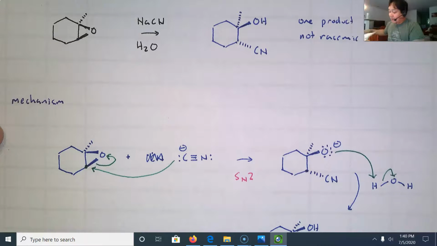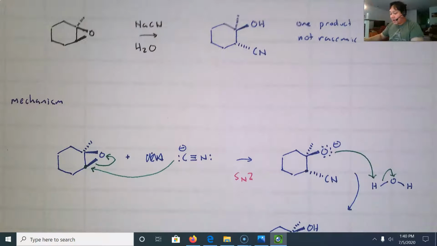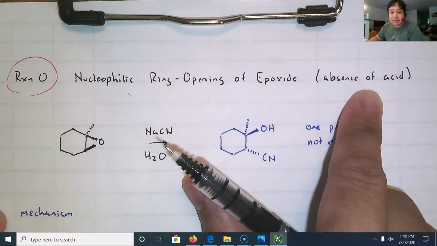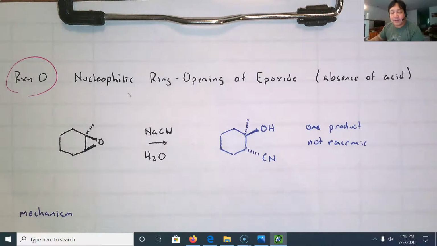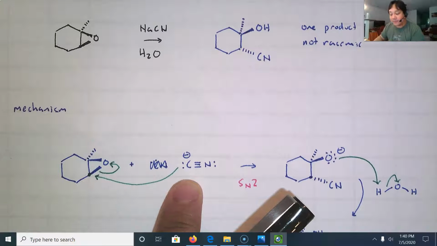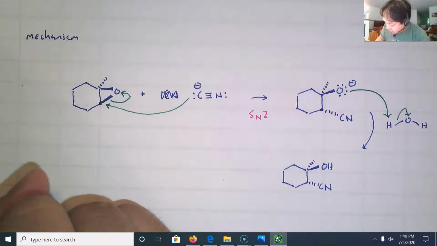Well, that was option 1, attack the less substituted carbon. Why don't I show you option 2, and how's it going to be different? It's going to be different because we're going to be in the presence of acid. Now, just be a little bit careful. I'm not saying that just because you have acid in the reaction that you'll go through option 2. The acid has to be active when the nucleophile attacks. That's when you do the opposite. Okay. I know it's a little bit abstract right now. Let me show you what I'm talking about.